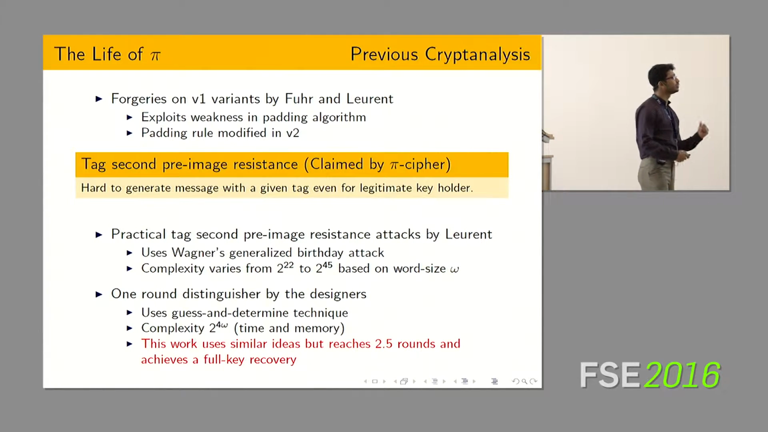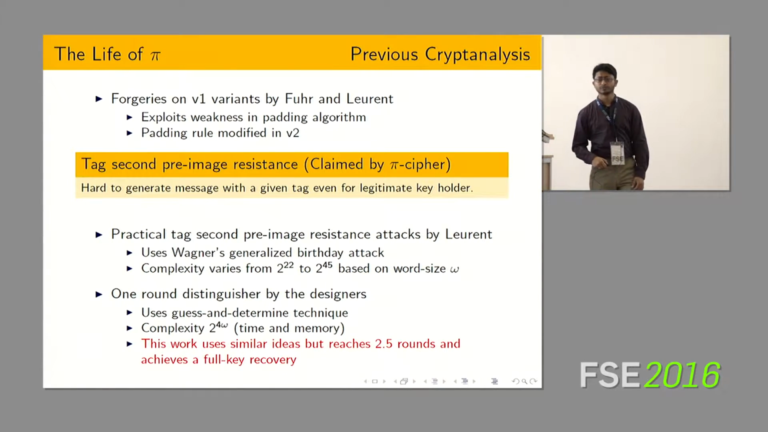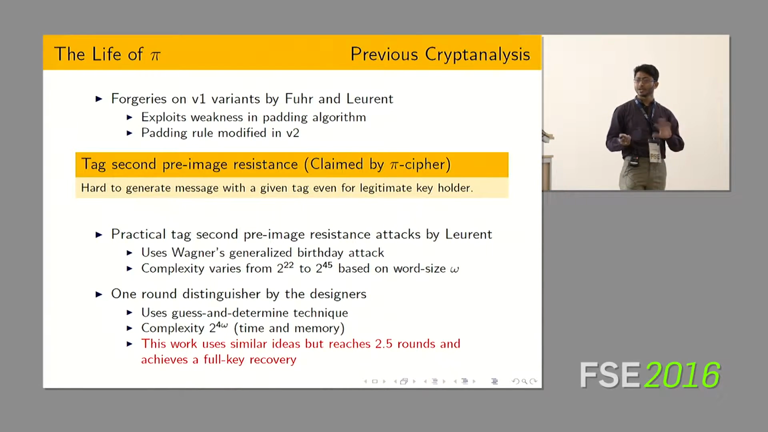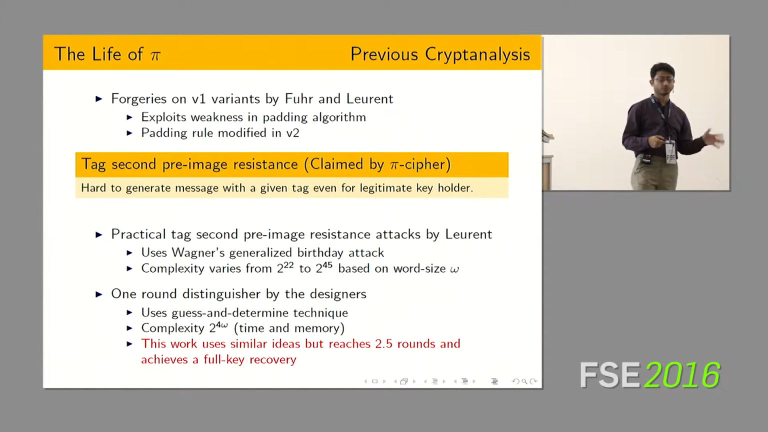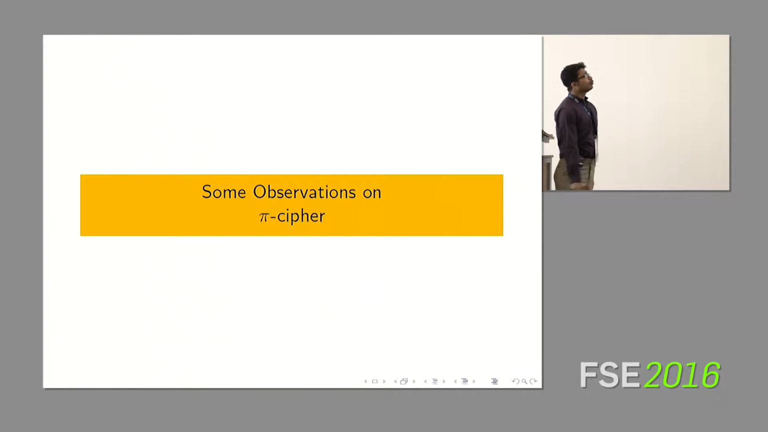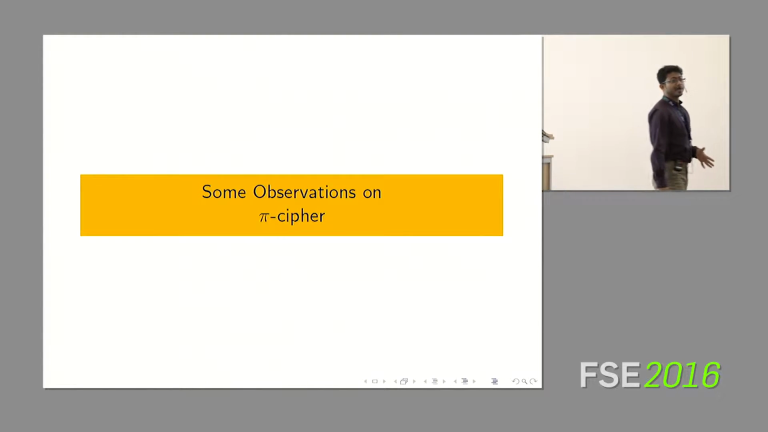Finally, the third result was by the designers themselves. This is a distinguisher for one round. It uses principles which are similar to ours, but in our case we are able to reach 2.5 rounds and, of course, achieve a full key recovery. So, fine. Now we'll make certain observations on Cipher that will help us develop this attack.